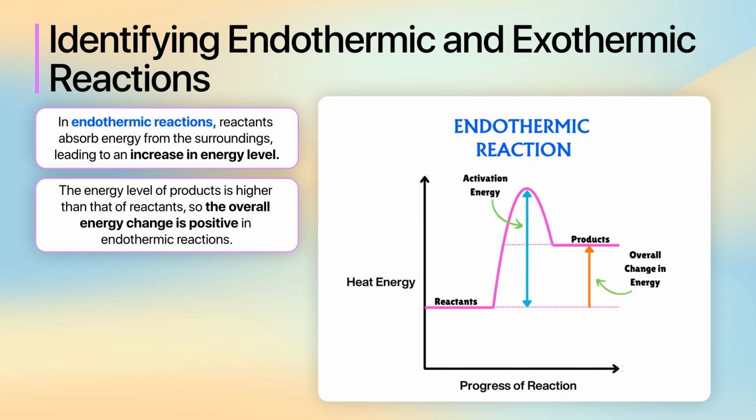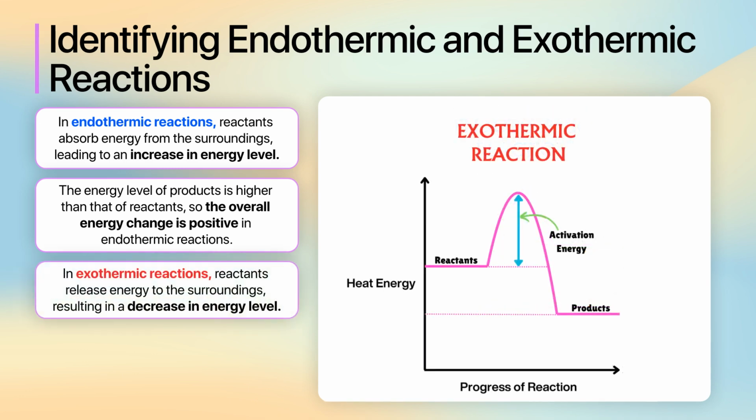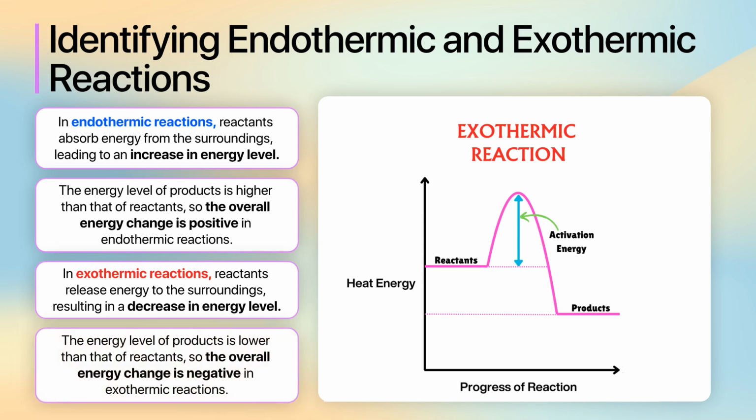Let's now examine exothermic reactions. In exothermic reactions, reactants release energy to the surroundings, resulting in a decrease in energy level. Hence, the energy level of products is lower than that of reactants. Accordingly, the overall energy change is negative and represented by a downwards arrow, signifying that the reaction releases energy. By mastering the interpretation of energy profile diagrams, you can effectively understand and predict the energetic dynamics of chemical reactions.